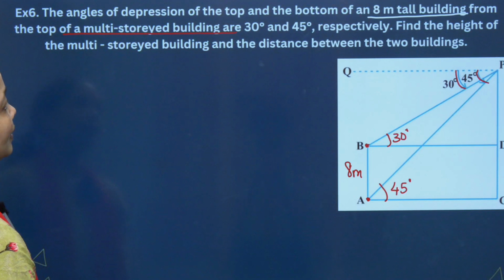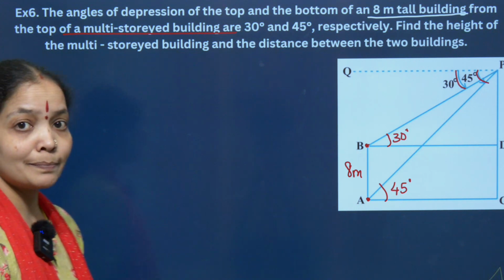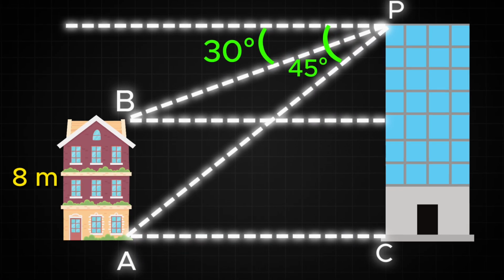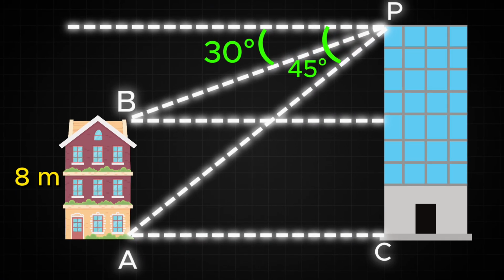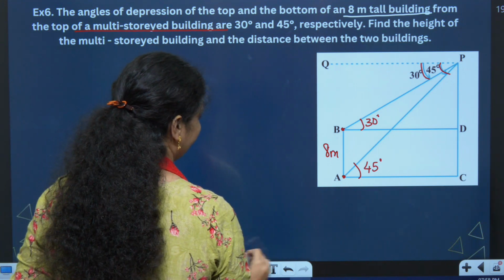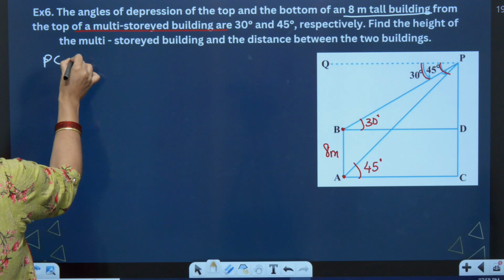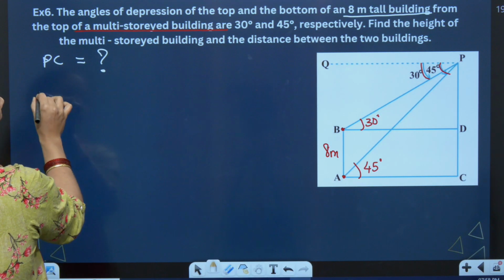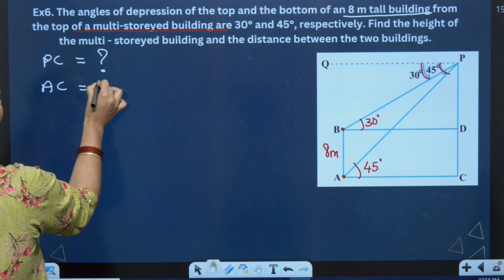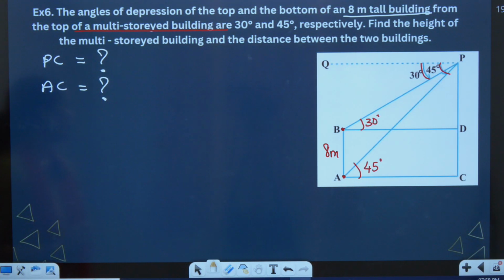Find the height of the multi-story building and the distance between the two buildings. This is one building AB. This is another building PC, multi-storied. You have to find the height of the multi-storied building as well as the distance between them, that is the AC distance. So what do I have to find out here? I have to find out PC height, question mark, and AC distance, question mark. These two things I have to find out.